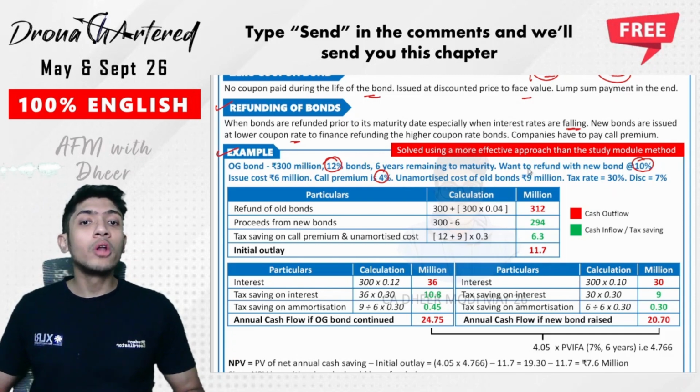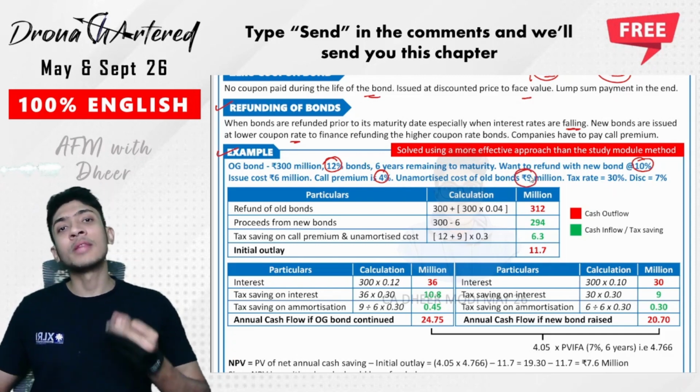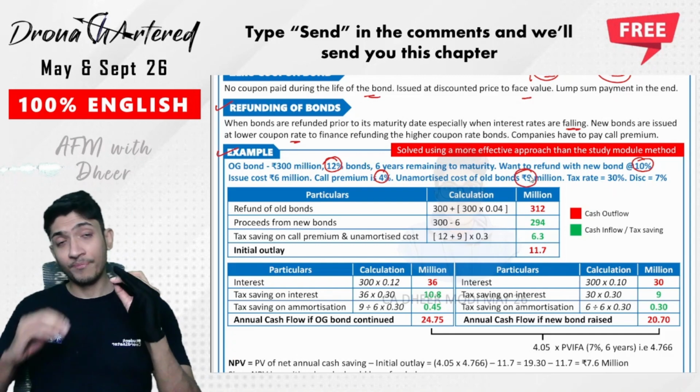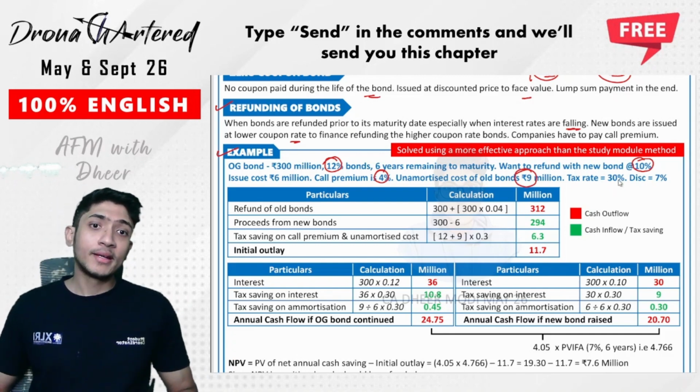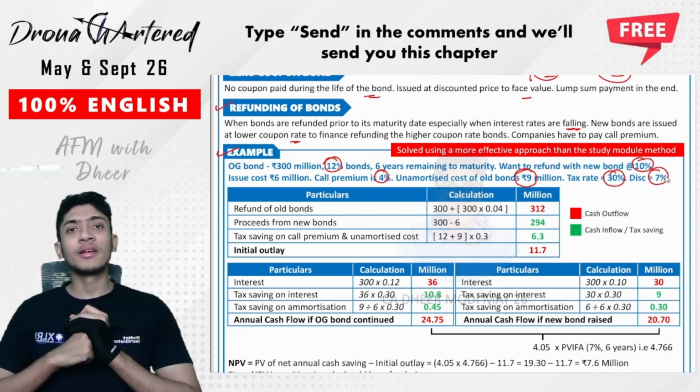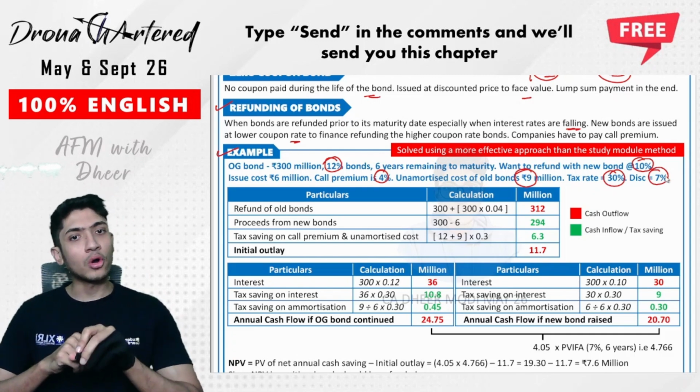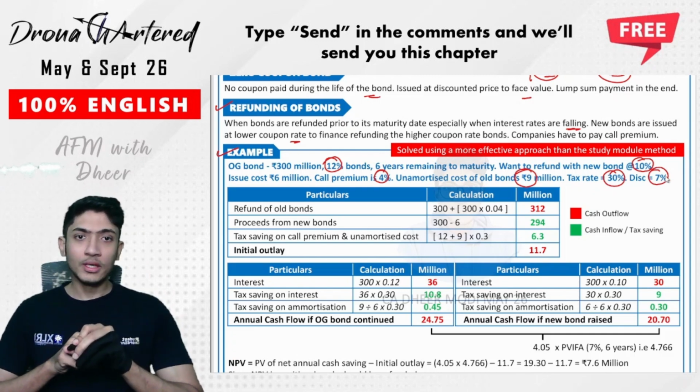Unamortized cost of old bonds is 9 million. That means 9 million is still unamortized. That means this has not hit your PNL yet. Tax rate is 30%, discount rate is 7%. Calculate whether it is beneficial to refund the bonds or not is the question.